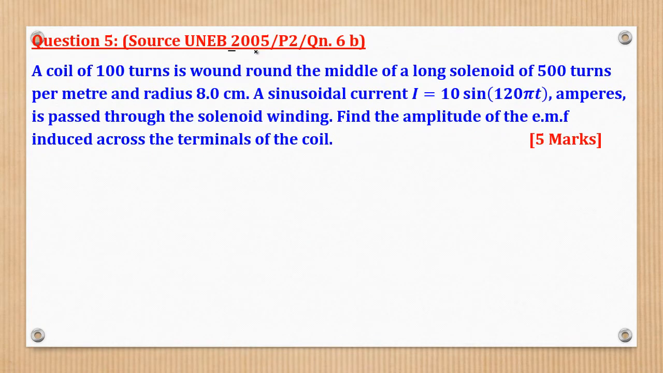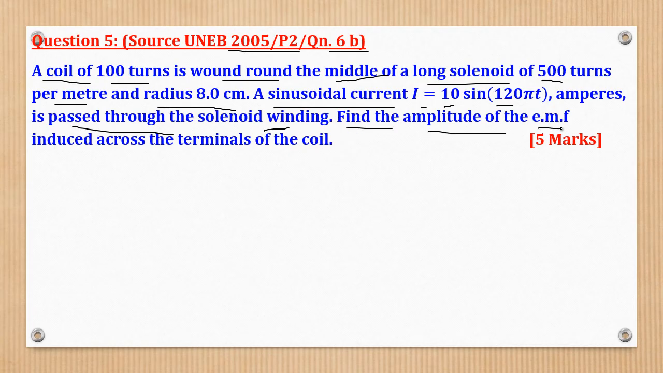Then question 5 came from UACE 2005, paper 2, question 6b, and says, a coil of 100 turns is wound round the middle of a long solenoid of 500 turns per meter and radius 8 centimeters. A sinusoidal current I equal to 10 sine 120 pi t amperes is passed through the solenoid winding. Find the amplitude of the EMF induced across the terminals of the coil.